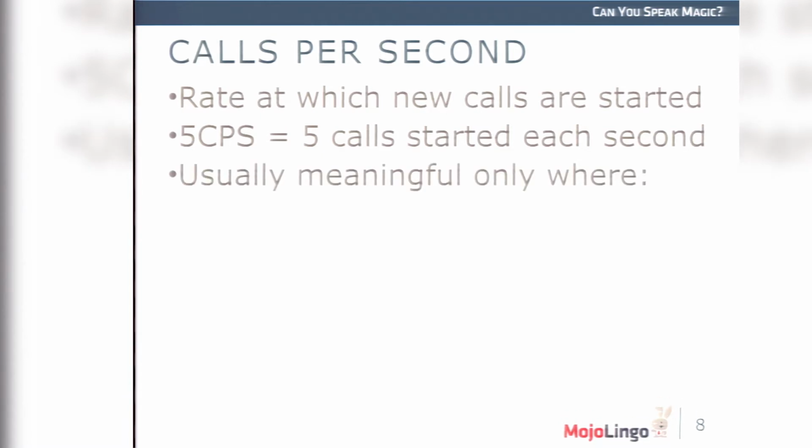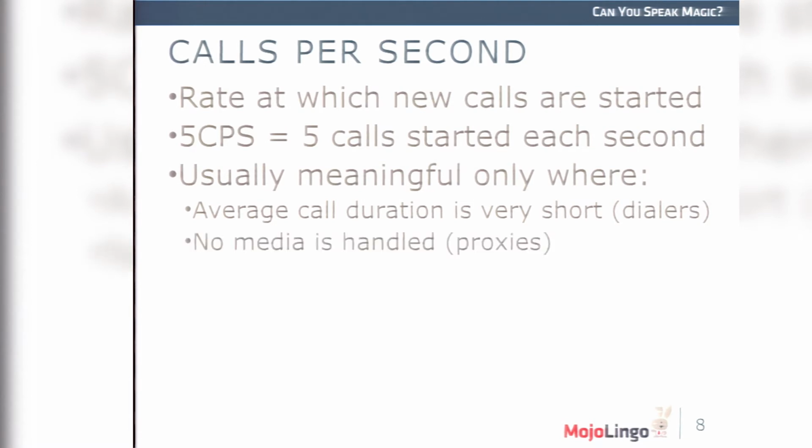Primarily, this is meaningful to people where the average call duration is very short. So think dialers, where the line may not even be answered, right? That's a very common case where you need a high CPS. The other possibility is where you're not actually touching the media, where it's just a proxy. You're basically setting up the call and passing it back to Asterisk, and maybe you're fronting a lot of Asterisk boxes. So in that case, you would need to be able to handle high CPS.